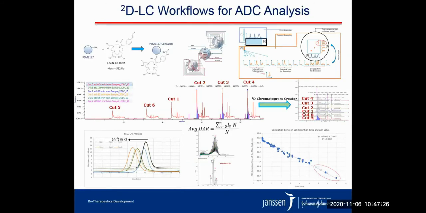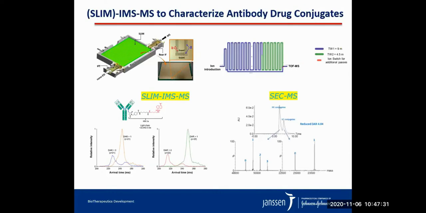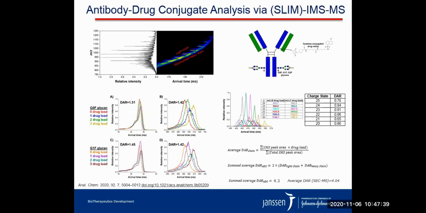Alternative to this, we can speed up the characterization using SLIM. SLIM ADC experiments were performed in a Janssen collaboration with the Pacific Northwest National Lab. In this experiment, we were able to rapidly and simultaneously identify conjugated species and estimate the DAR values accurately for both the heavy and light chains of a model antibody-drug conjugate. These DAR values were obtained in significantly less time compared to size exclusion chromatography of the intact antibody. And we can also see that the DAR values compare quite well with the SEC-MS.